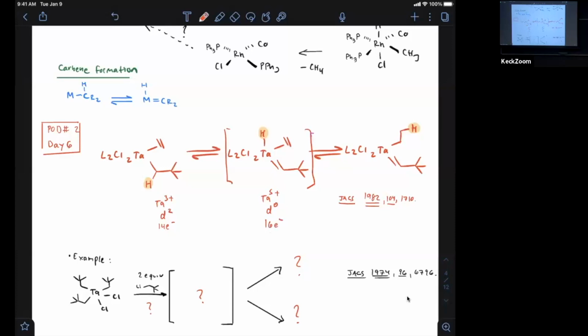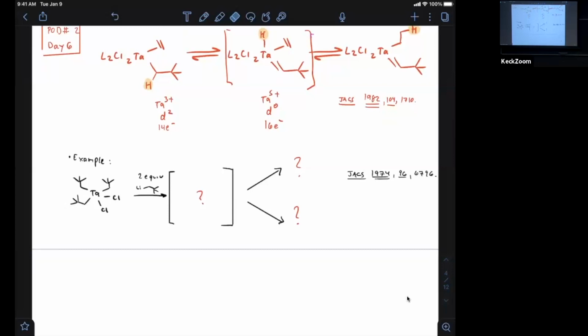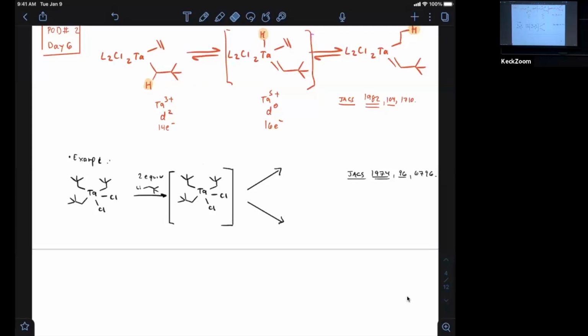So now let's compare this to a related example, and this is where we'll step up this part today. But this is okay because I used to have this in the carbene notes, so we're getting behind to get ahead. So we treat this tri-neopentyl tantalum dichloride with two equivalents of neopentyl lithium. And this will segue into the last batch of the notes.